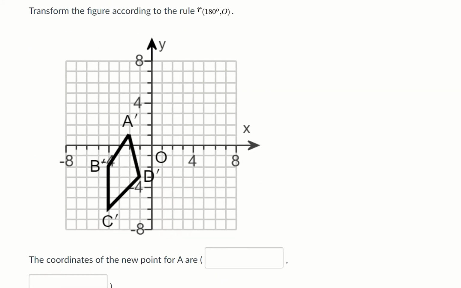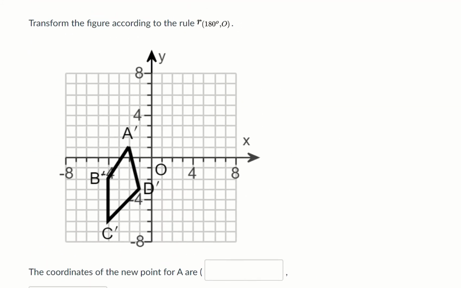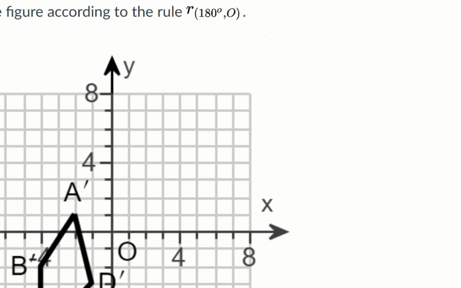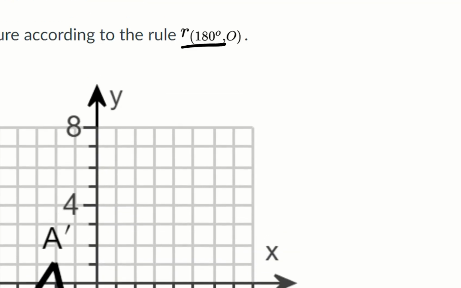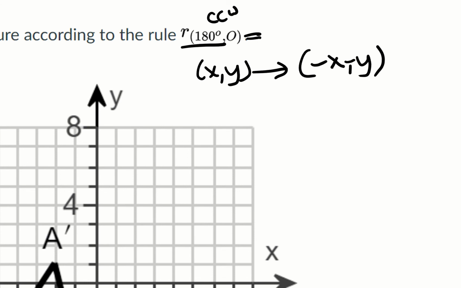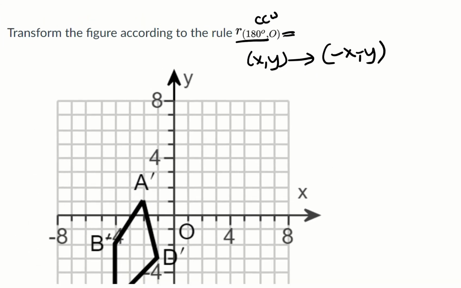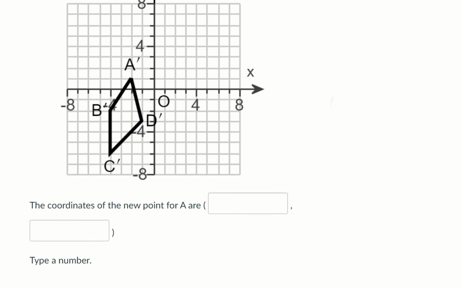All right, so let's go ahead and transform the figure according to the rule. This is a rotation, 180 degrees counterclockwise about the origin. The rule for this 180 degrees counterclockwise is that the X and the Y change sign. So once you know that rule, it's really not hard at all to transform this.